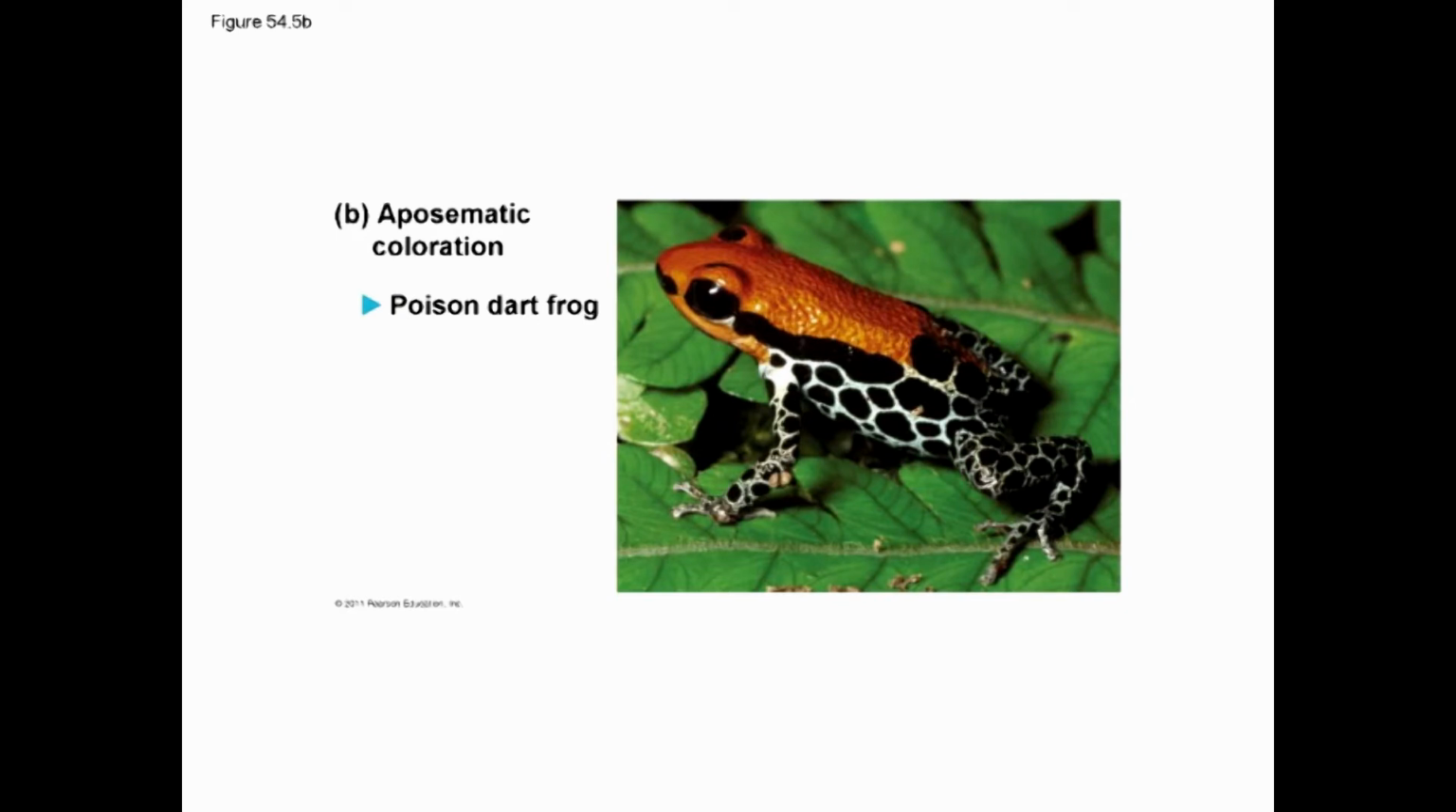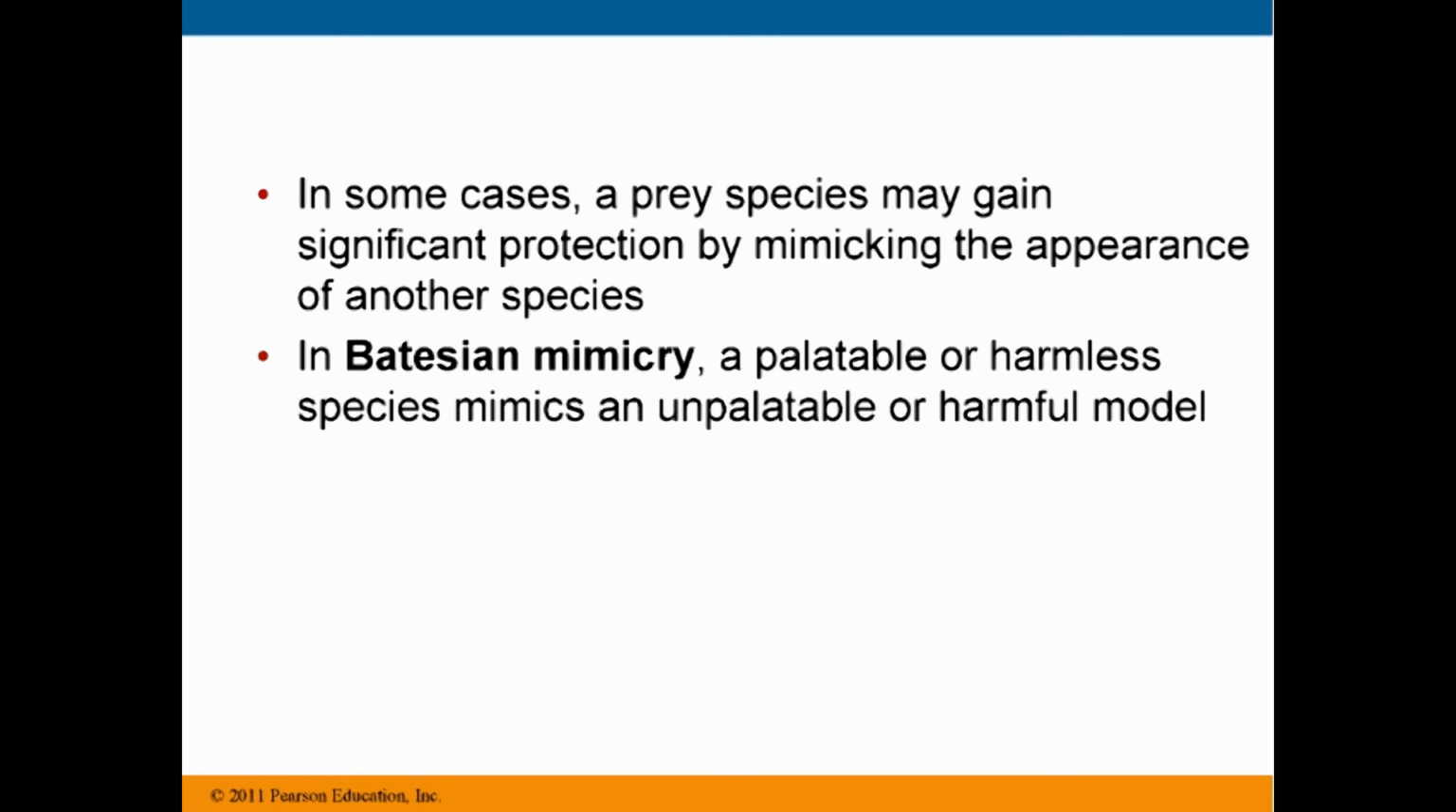Here is a poison dart frog. So in nature, this red coloration that you see here, and even the black and white, is going to stand out, especially when you look at the sky against these nice bright green leaves. But in some cases, other species of organisms have used this bright coloration to their advantage. So a prey species may gain significant protection by mimicking the appearance of another species.